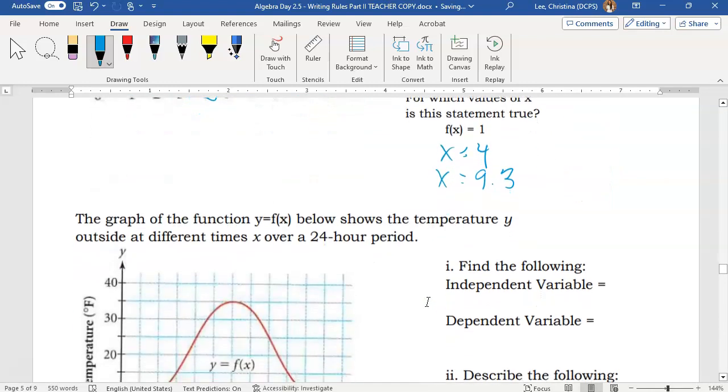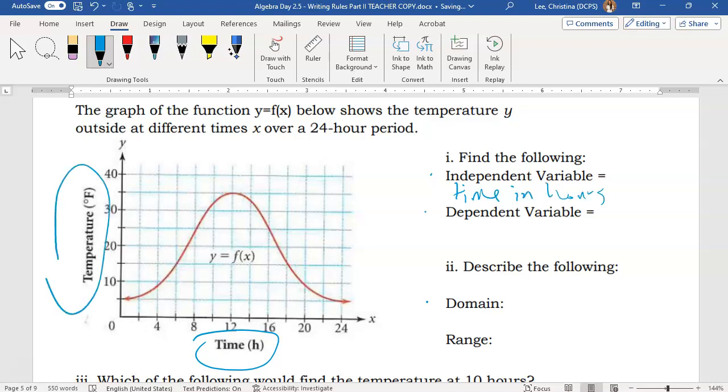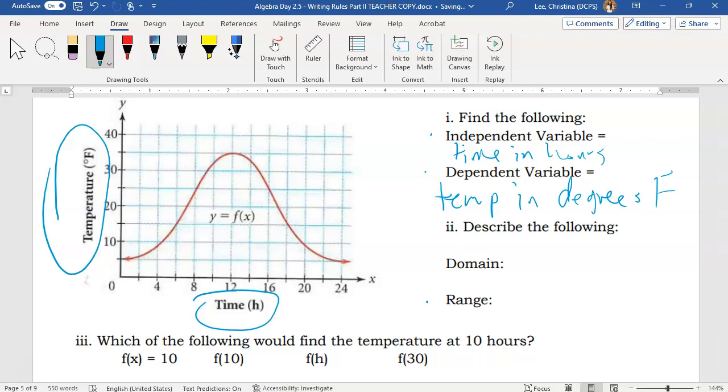All right. Now here we're talking about independent variable, dependent variable. Remember your independent variable is your input, so that's time in hours. And your dependent variable is your output that depends on the time, so this is temp in degrees Fahrenheit. Describe the following. The domain is how far across on the x range we're going, or how far it goes back and forth on x. So here, this is actually going to be infinite because it looks like those arrows continue on back and forth.